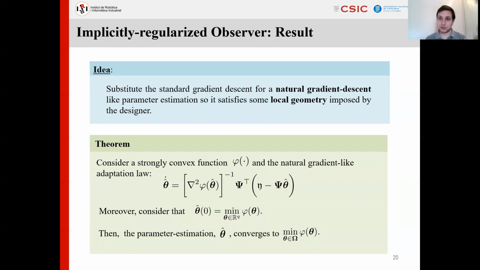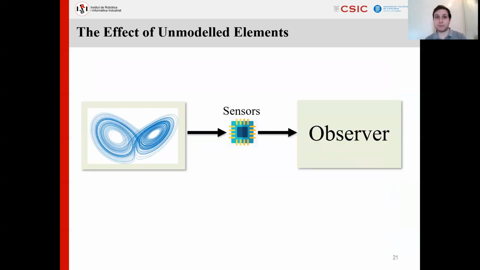To see the advantage of this new structure, let's consider a case where you don't have excitation. In such a scenario, the standard gradient descent converges to the set of parameters omega. If you implement the implicitly regularized observer, then you converge to the subset of omega that minimizes this convex function. So you improve the quality of the estimation. So up to this point, I have presented two families of observers that can be implemented in nonlinear systems.